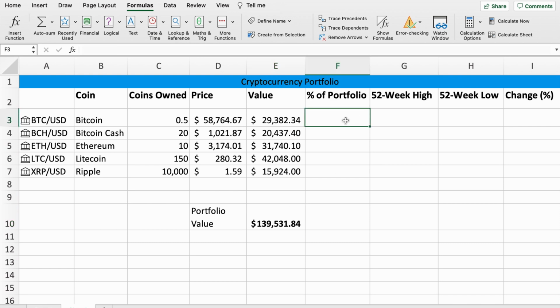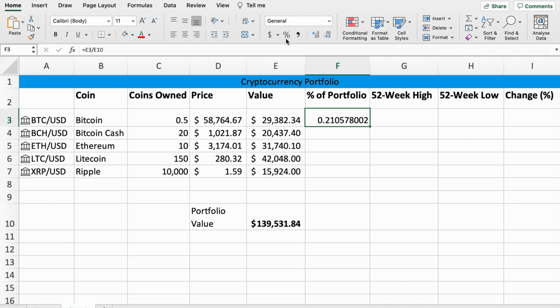$139,531.84. So what we're going to do, just to work out a simple percentage, again, type in equals, we're going to go this number divided by the total value of the portfolio. And that will give us a decimal, and we will just convert that into a percentage. There you go, slightly more accurate.